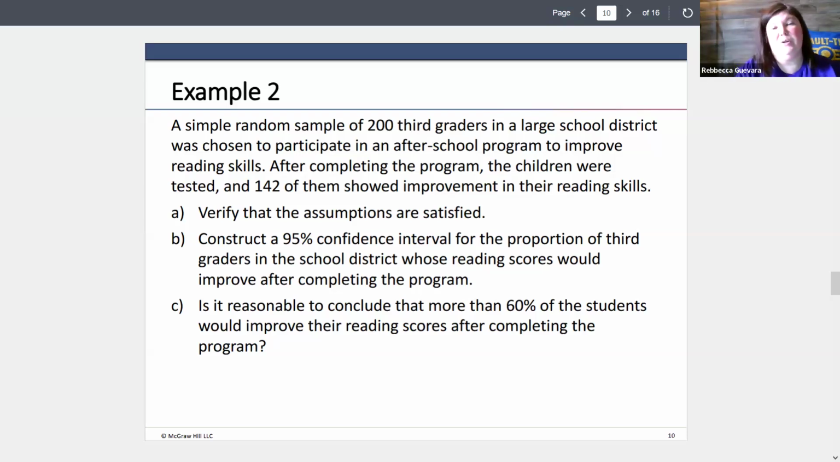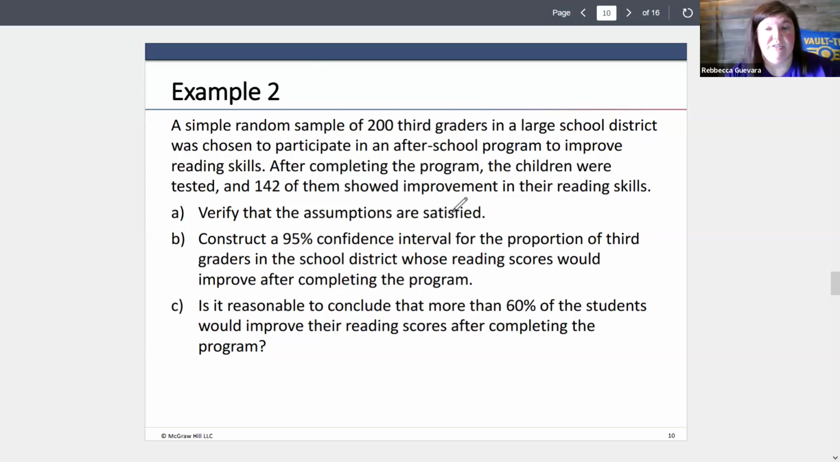All right, so a simple random sample of 200 third graders at a large school district was chosen to participate in an after-school program to improve reading skills. After completing the program, the children were tested, and 142 of them showed improvement in reading skills.